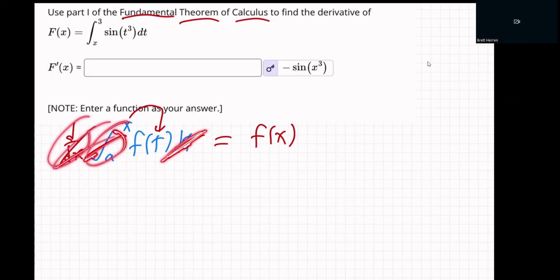And the dt, that's part of the integral. The integral and the dt, they're all part of the integral stuff. And there's the function in the middle. And then you just plug in the x.